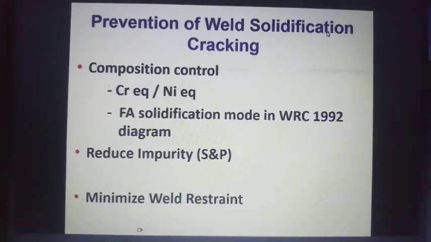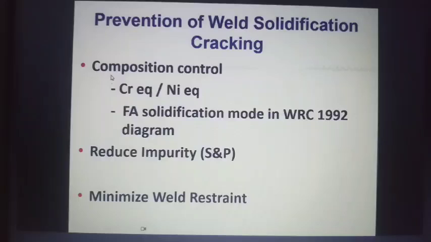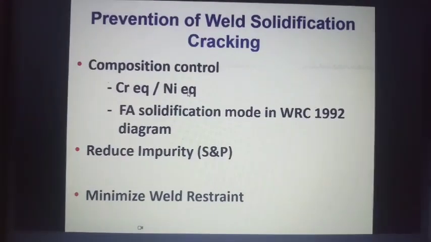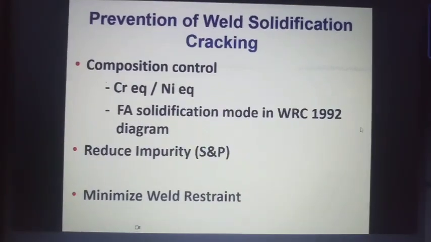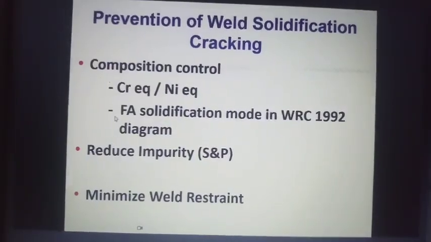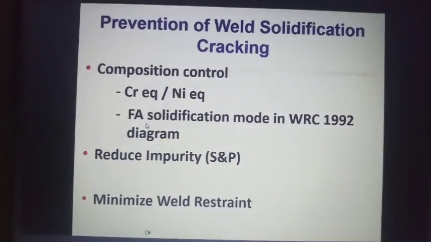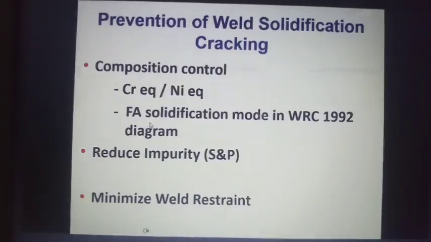Okay, prevention of weld solidification cracking, as we discussed: composition control, chromium equivalent to nickel equivalent, and the solidification mode. In WRC-1992 it is FA mode. We need to have FA mode. That means you should have some amount of ferrite in your filler metal.